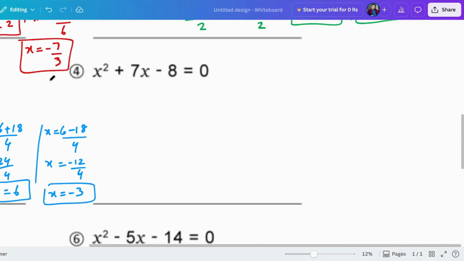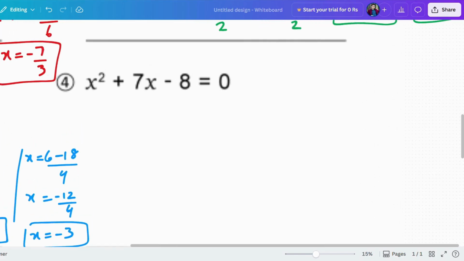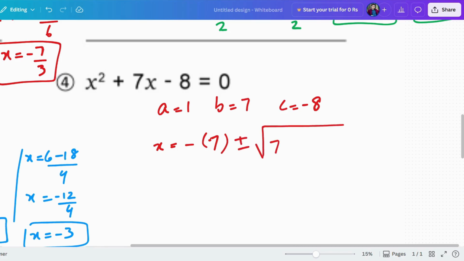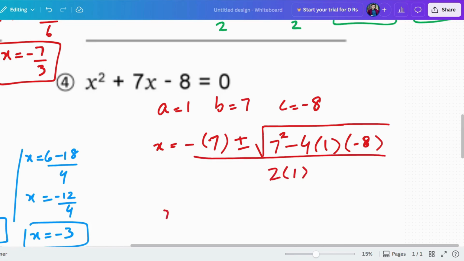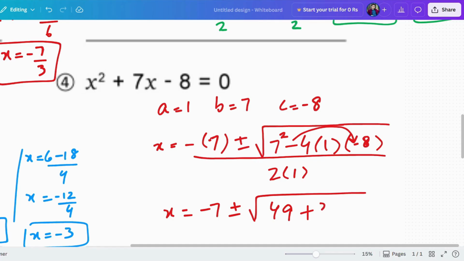So now I have moved toward the fourth question. As you can see, for this one a is equivalent to 1, b is equivalent to 7, and c is equivalent to minus 8. So I'm going to put those values into the quadratic formula. Minus 7 plus or minus the radical of 7 squared minus 4ac, all of it divided by 2a, which is 2 times 1. So by this way I will get x equals minus 7 plus or minus the radical of 49 plus, okay, because this minus and this minus will cancel each other, 8 times 4, that's equivalent to 32, all of it divided by 2.